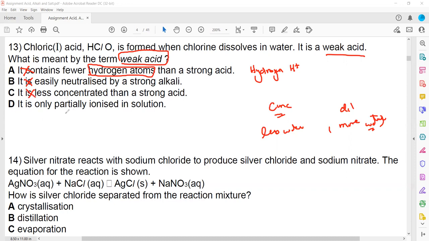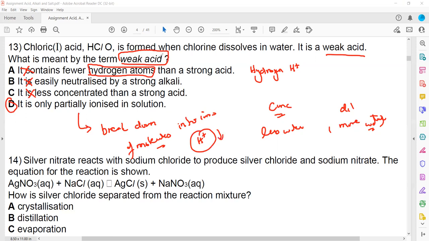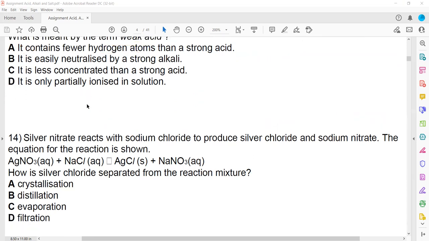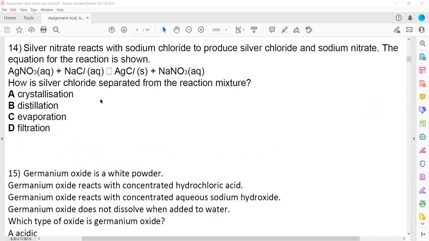So the last option, it only ionizes partially, that is right, because it ionizes partially or breaks down. The term ionization means breakdown of the molecule. So a few molecules will break down into ions. We call that ionization. So it is partially ionized, it will have few hydrogen ions, and as it has few hydrogen ions, it refers to a weak acid. So this is always the definition. Even in a structure question they ask, define the term weak acid. So you will say they ionize or dissociate partially.